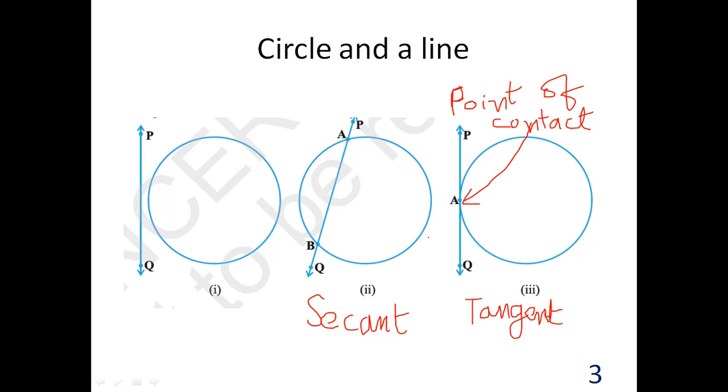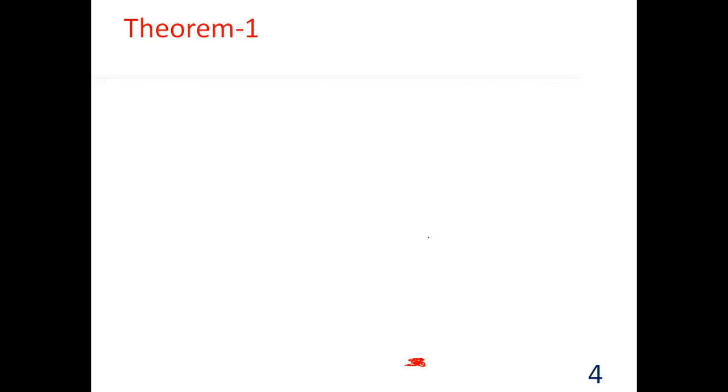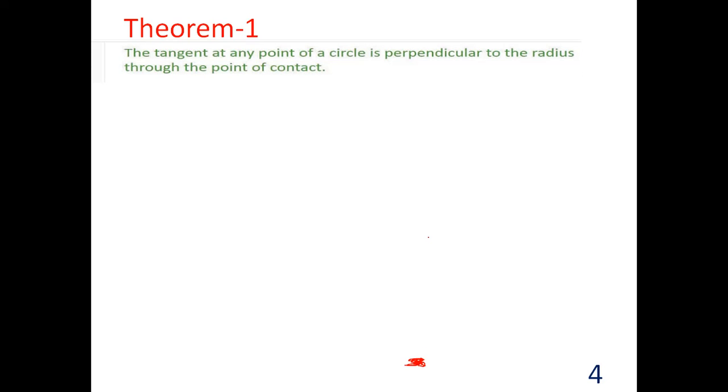Now let us talk more about this tangent. In theorem 1, the tangent at any point of a circle is perpendicular to the radius through the point of contact. This is the first theorem in this chapter. Let's learn this. Here is the circle and XY is the tangent, and we have drawn a radius OP through point P, the point of contact here, and we have to prove that OP is perpendicular to this tangent XY.